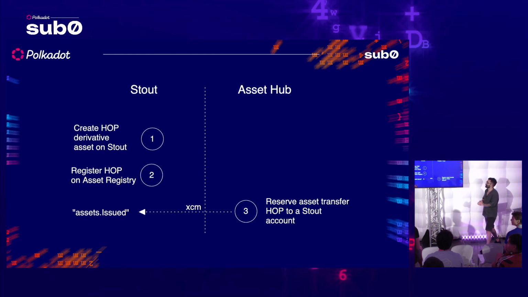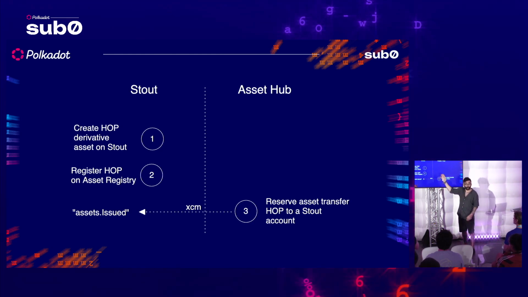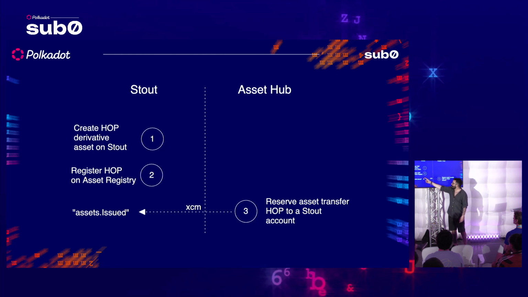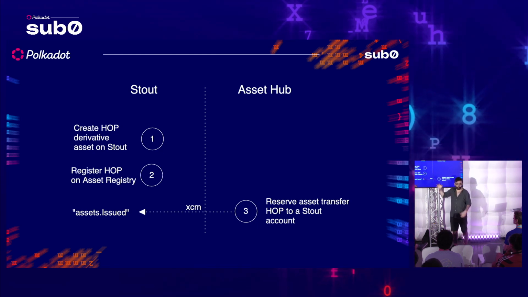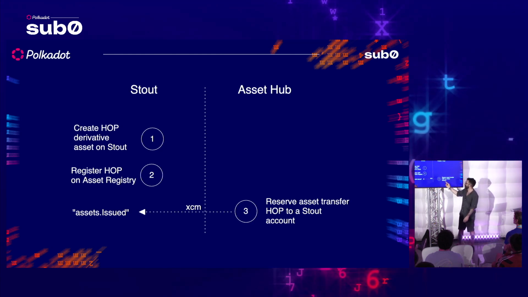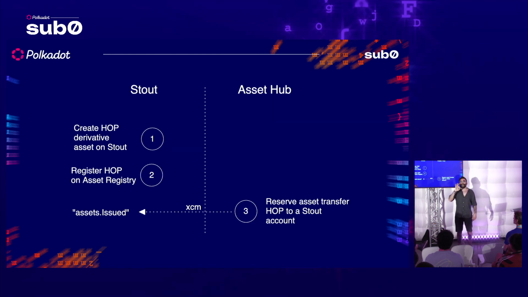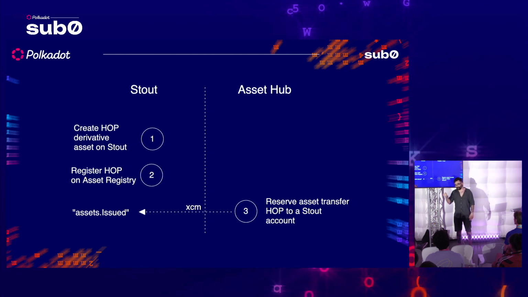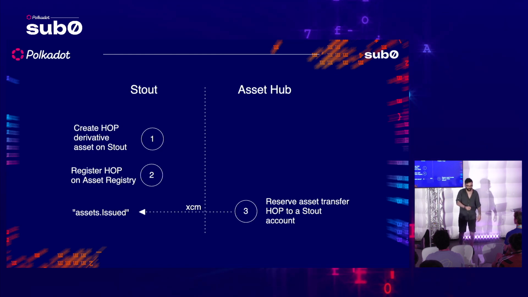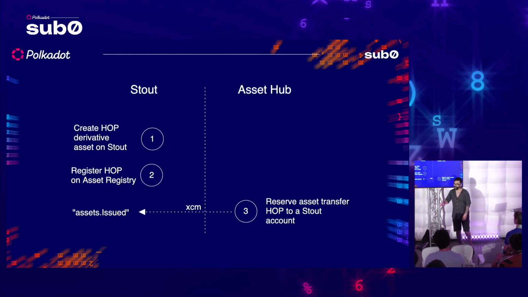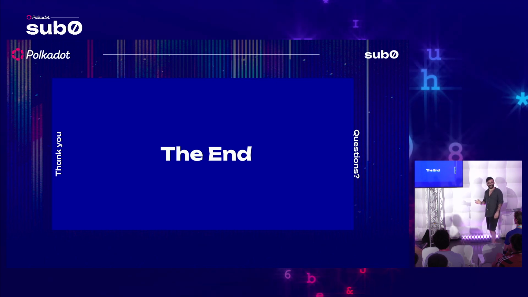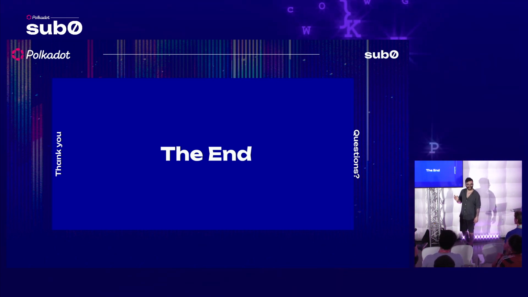What did we do? We created HOP, which is any asset, on Stout. We registered it on the asset registry pallet to do this kind of multi-location mapping into an ID inside of me and the pallet asset, and then we just execute this reserve asset transfer. The first time, we do need to extract an amount of ROC enough to cover the existential deposit for the sovereign account of Stout in Asset Hub to be created, and after that you simply fire away the reserve asset transfers of HOP. And that is the end. I hope that did make some kind of sense.